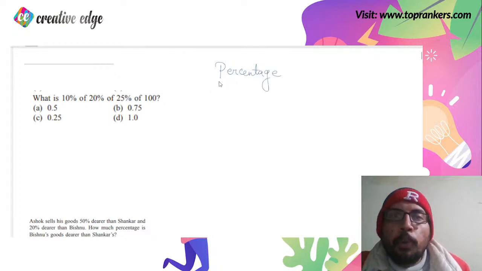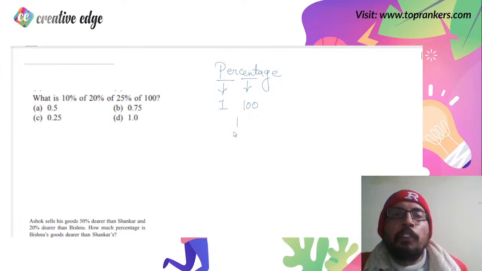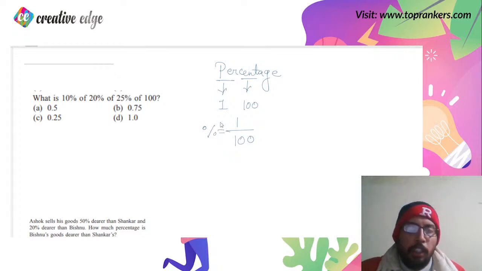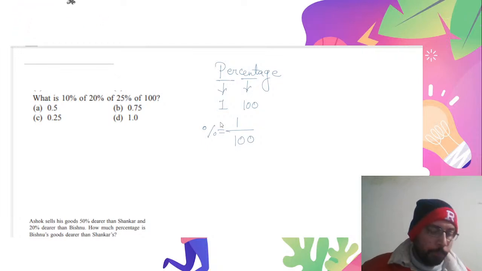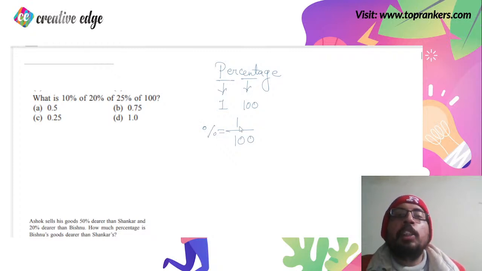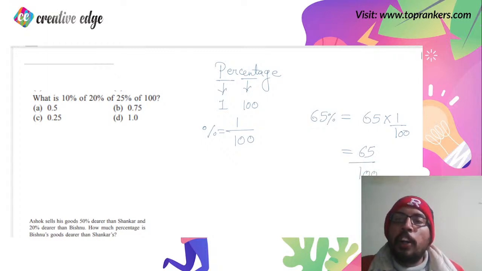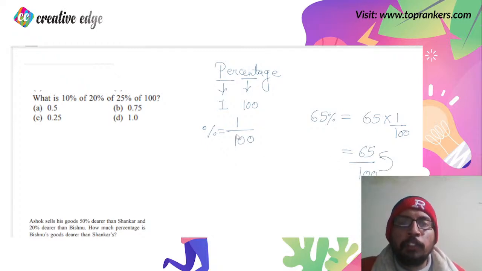percentage is made up of two words, that is per and then second is cent. Per is 1 and cent is 100. So percentage is nothing but 1 by 100. So basically the literal meaning of percentage is 1 by 100, or the percentage symbol can be replaced with 1 by 100. So if I say 65%, this means 65 into 1 by 100, or you can say 65 by 100. That means out of 100 marks you got 65 marks. That's why you are saying 65%.